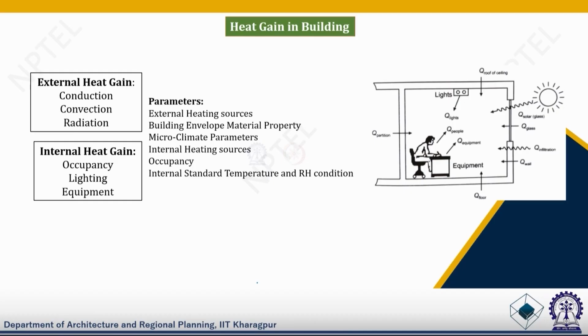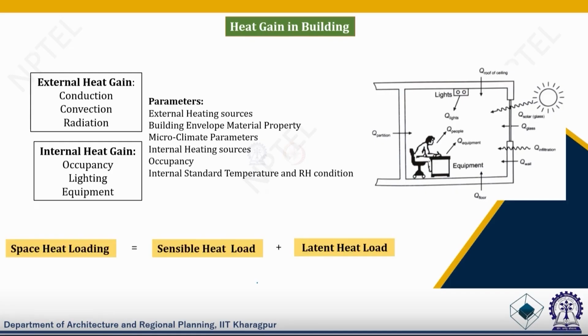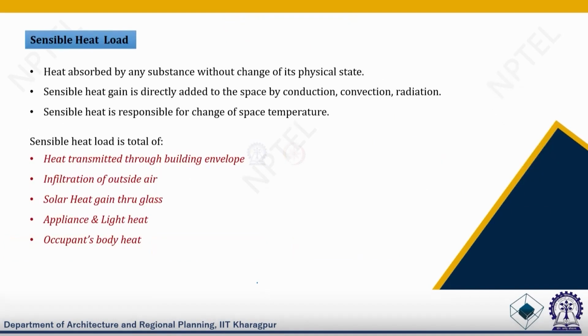So, we can see those changes, there are a lot of other changes, but if you see the internal heat gain, we have two types of heat, one is the sensible heat and one is the latent heat. Both have to be added together to see how much is the total heat gain of the space. Now, what is the sensible heat? It is the heat which is absorbed without any change of state.